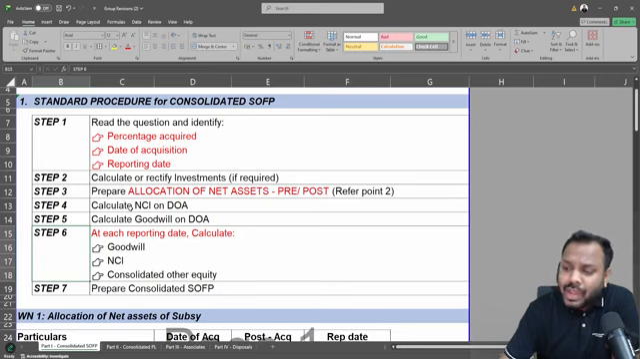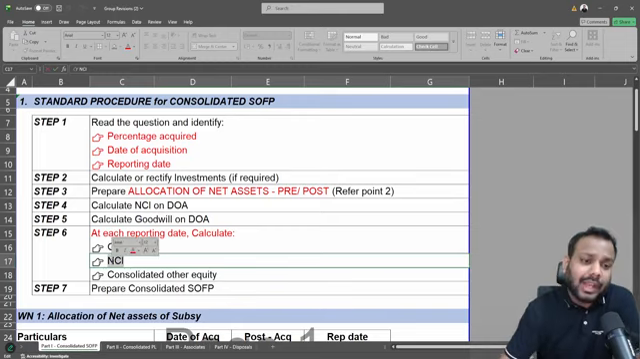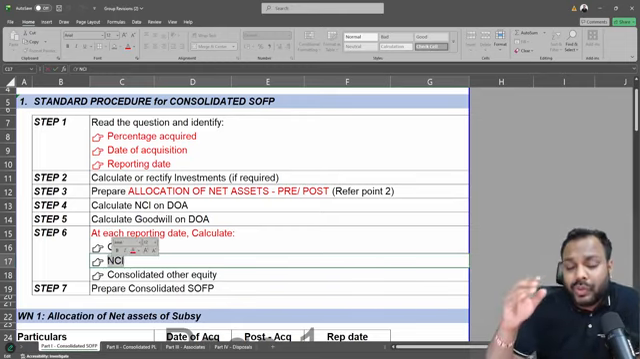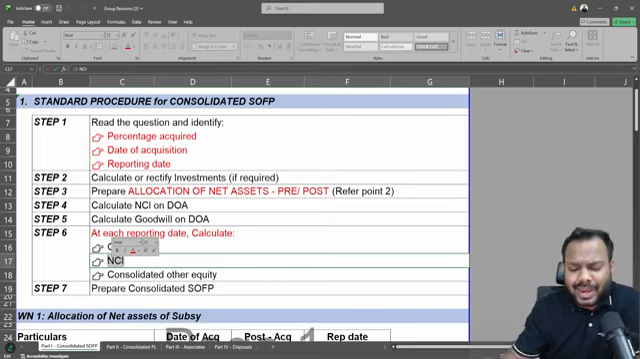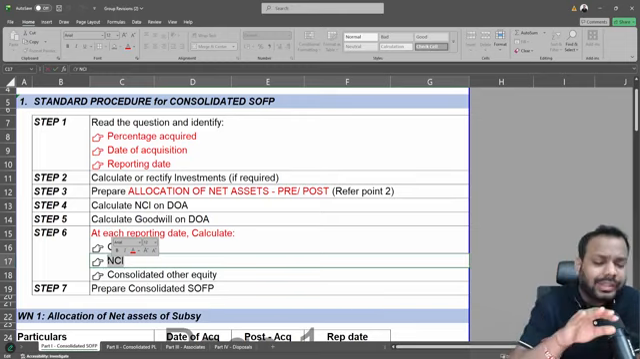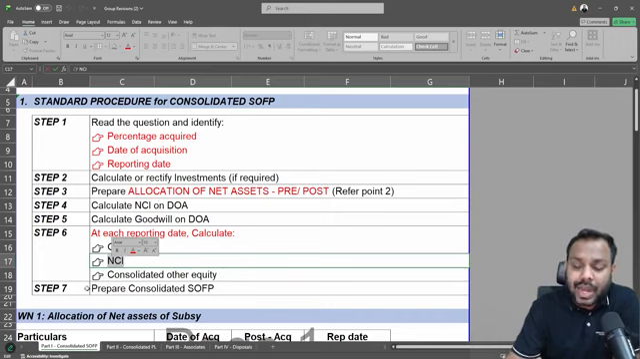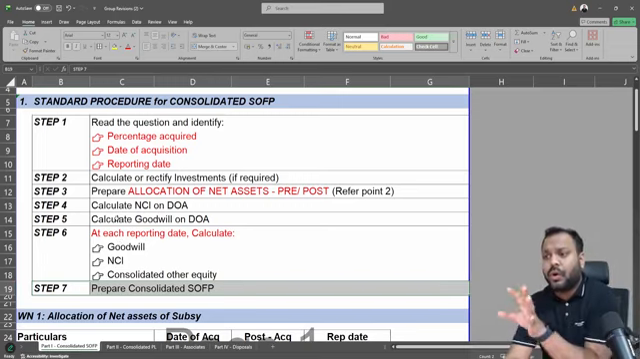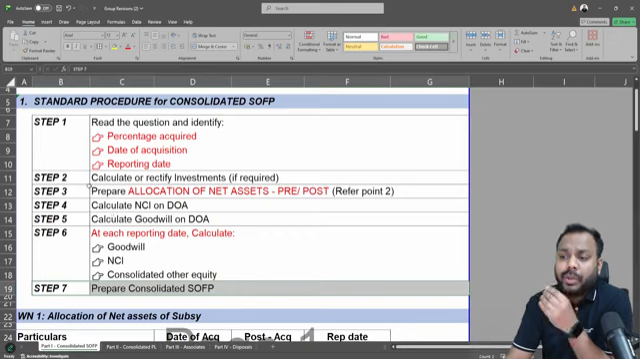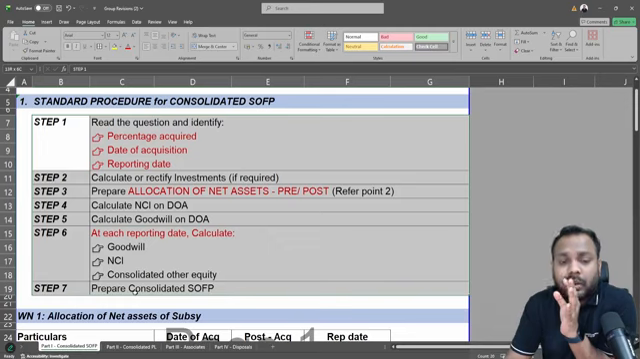Okay, now we have already calculated NCI on date of acquisition. Do we need to calculate NCI again? Yes, NCI will change. Why? Because we have to take the post acquisition share of profits of NCI that will be adjusted with NCI, and there are other adjustments also to NCI. So NCI changes from date of acquisition to reporting date. Okay, now as part of the last step, you have to prepare the consol SOFP. So this is a helicopter view of how we prepare the consol SOFP, and I will strongly recommend you guys to follow the same set of steps in the exam as well to prepare a consol SOFP.